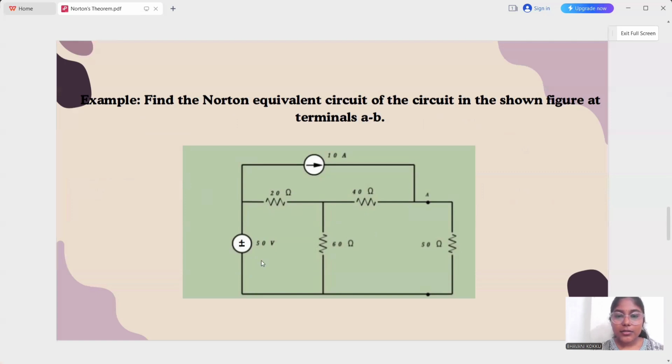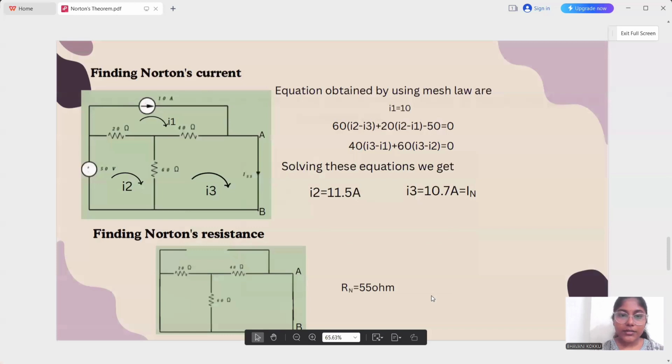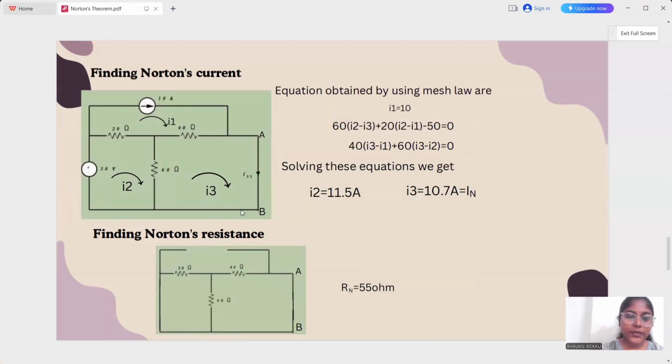Here the circuit contains a current source, a voltage source and some resistors. Here this 50 ohm is our load resistor. We have to find the current passing through this 50 ohm using Norton's theorem. The first step is to short circuit this load resistor and find the current passing through this terminal AB. On short circuiting that load resistor, we get something like this circuit. Now we have to find this current.